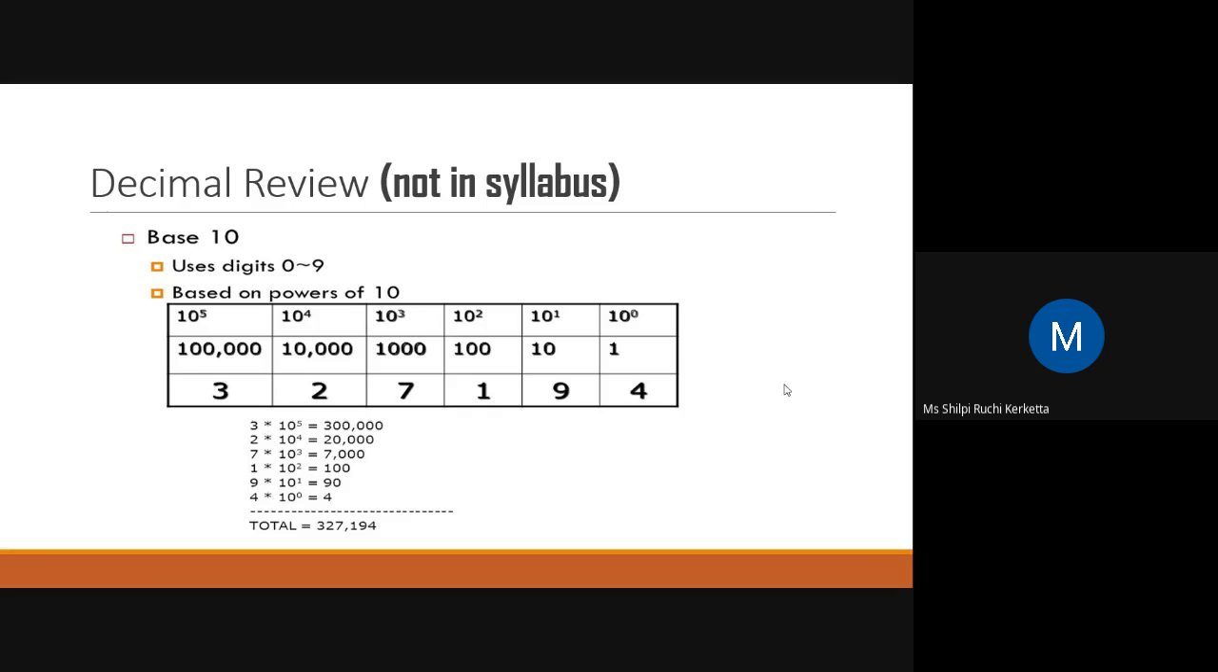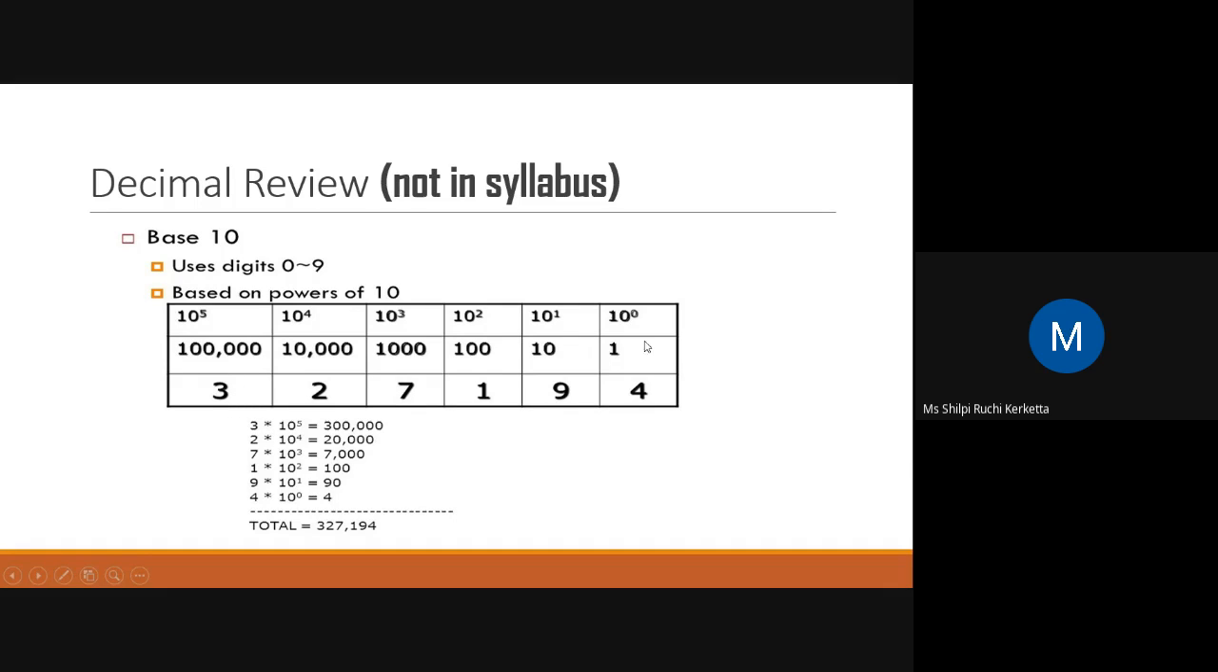For explaining the binary number, I am just giving you an example of decimal, how we are using it. It has 10 digits, from 0 to 9. We are counting 0 as the first term, that's why 9 is the 10th term. So we have 10 digits. For example, if we have a number 3,27,194, how will we write it?